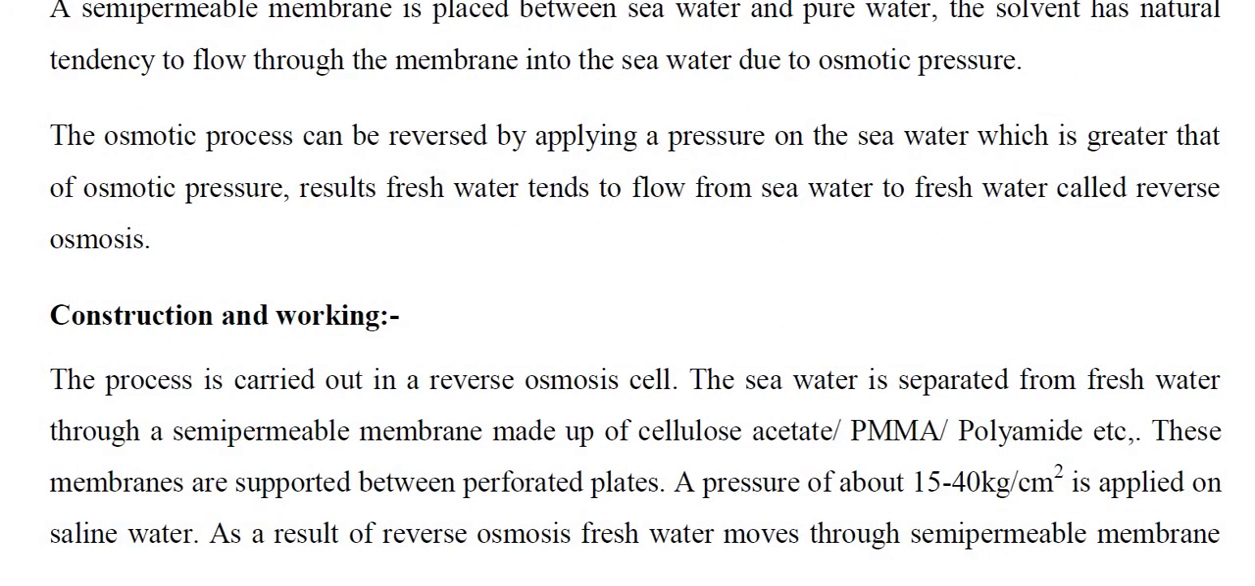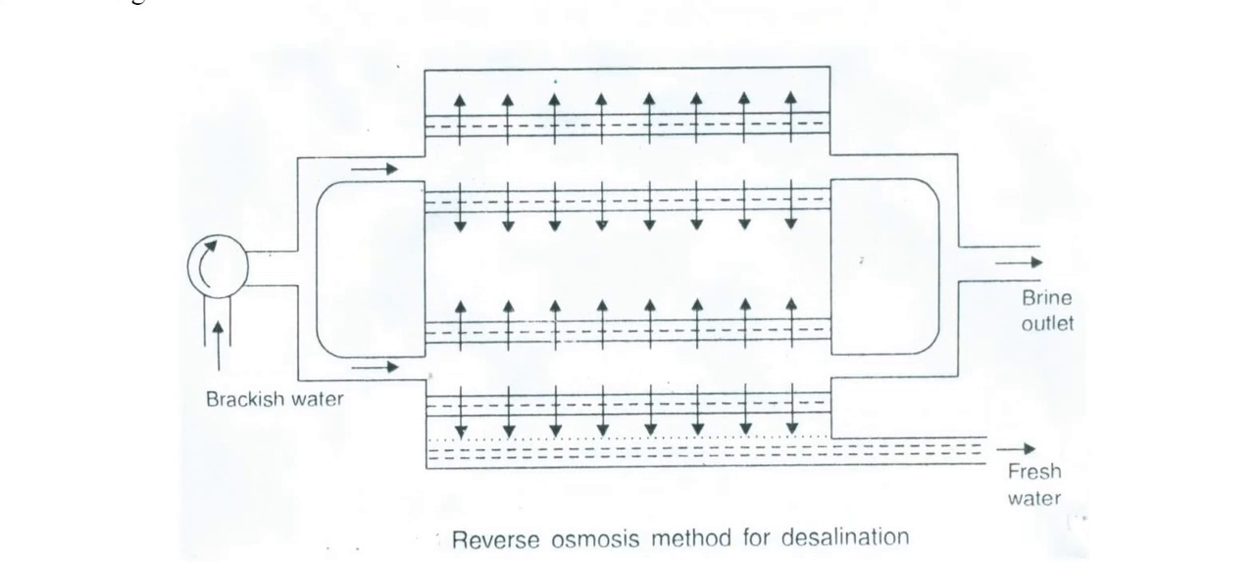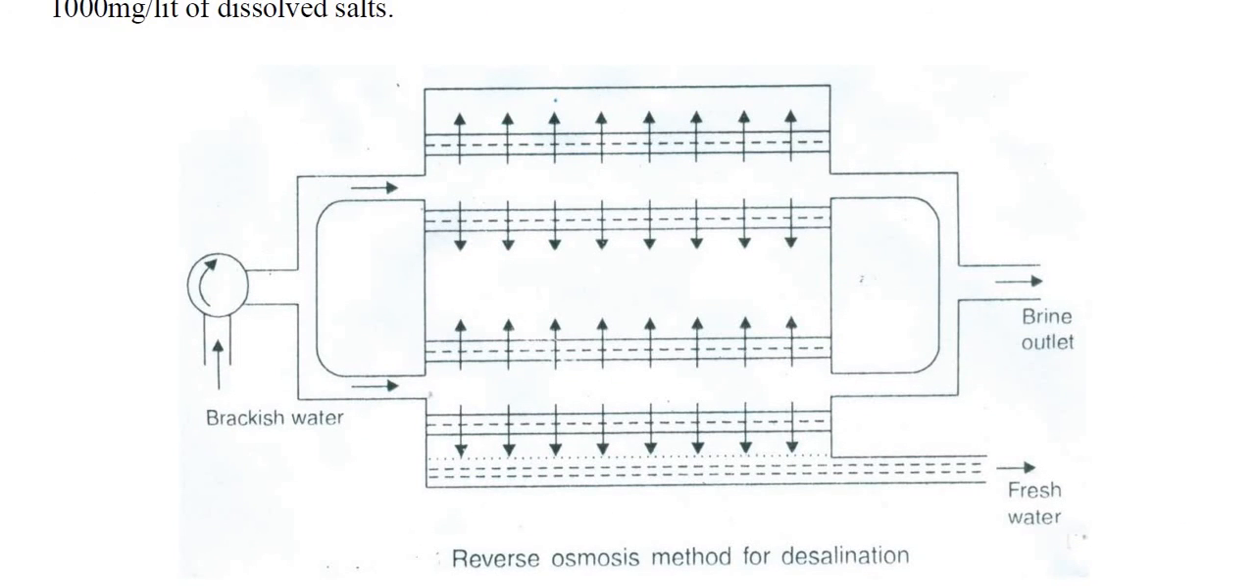The process is carried out in a reverse osmosis cell. It consists of seawater separated from fresh water through a semi-permeable membrane made up of cellulose acetate or polymethyl methacrylate, polyamide, etc. These membranes are supported between perforated plates. A pressure of about 15 to 40 kilograms per square centimeter is applied on the saline water. As a result, fresh water moves through the semi-permeable membrane from seawater to the fresh water side and can be collected from the outlet at the bottom of the cell. The fresh water contains less than 100 milligrams per liter of dissolved salt. This is a reverse osmosis unit.